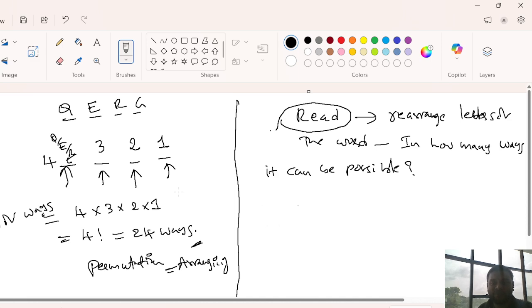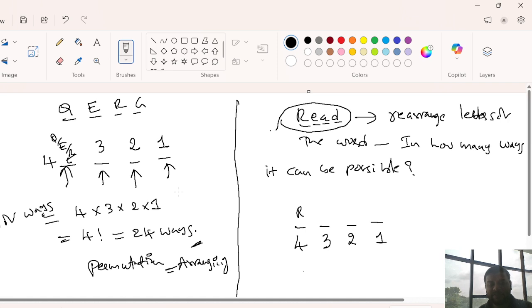Again, we will be taking four blank spaces because there are four letters: one, two, three, four. As you know, the first blank can be filled in four ways, that is R, E, A, or D. The next one will be filled in three ways because one letter will be used in the first one. The next one will be filled in two ways.